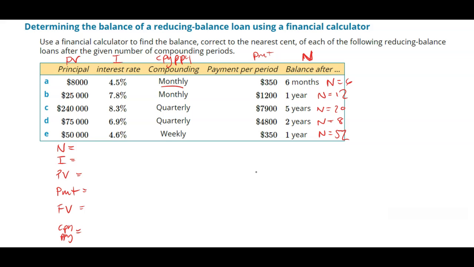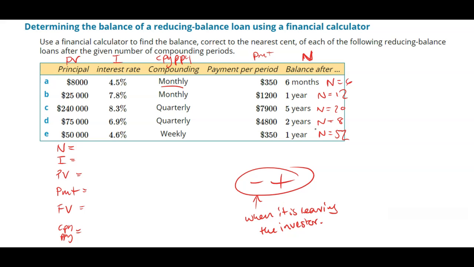Now, the other thing you've got to bear in mind is the signs that you use. Negative and positive have a really big impact in this finance solver. Negative generally is when it's leaving you, the investor or the loan customer. So I'm just going to write customer. If it's leaving your wallet, it's negative. If it's going to your bank, then it's positive.